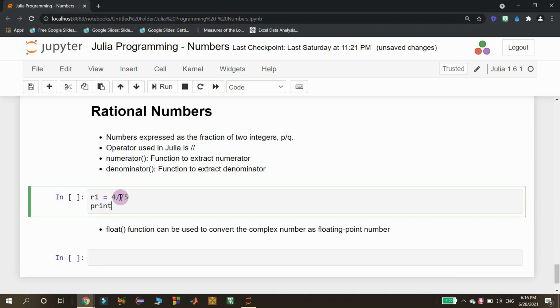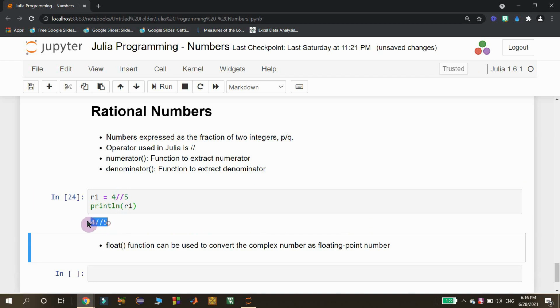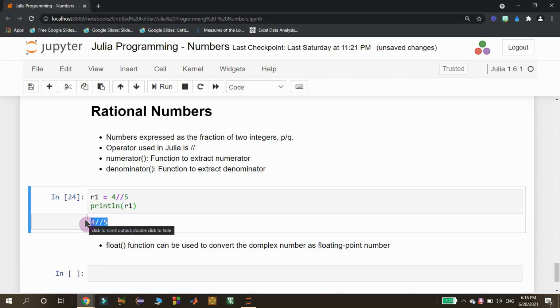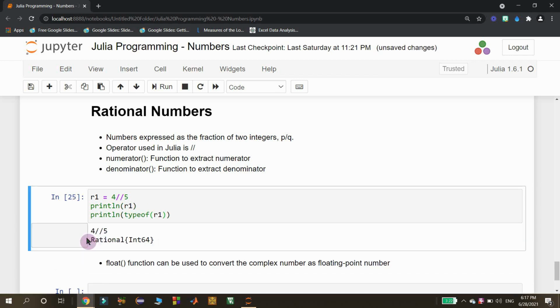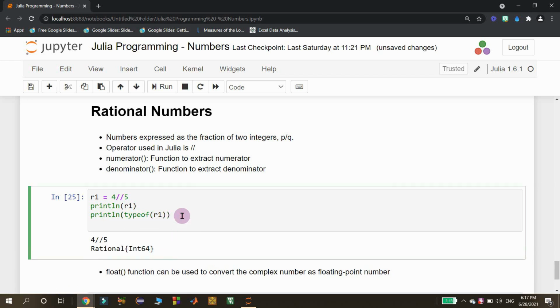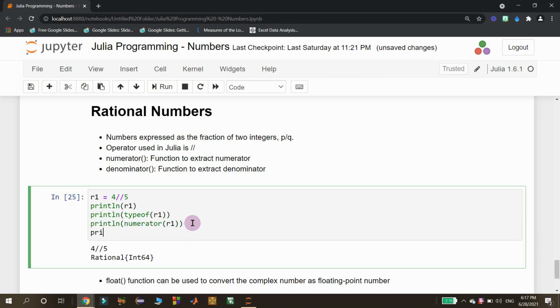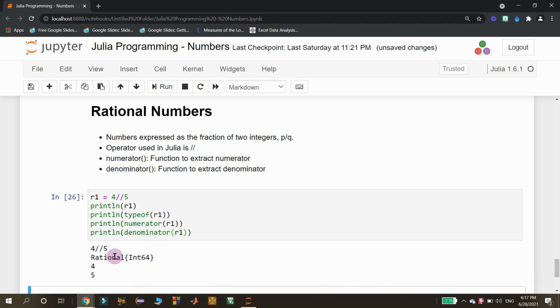Then if I display the value present in that r1, we will get 4 double forward slash 5, that is the 4 by 5 rational number. Then I am going to display the type of that r1. Then we will get Rational as the type, where p and q values are 64-bit integers. Then I am going to use the numerator function to extract the numerator and the denominator function to extract the denominator. Then 4 is the numerator and 5 is the denominator.